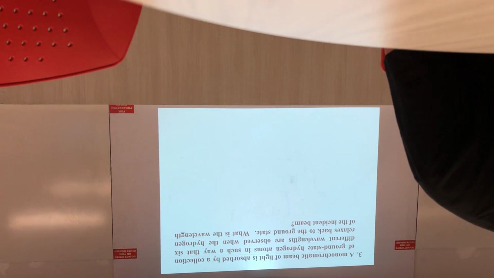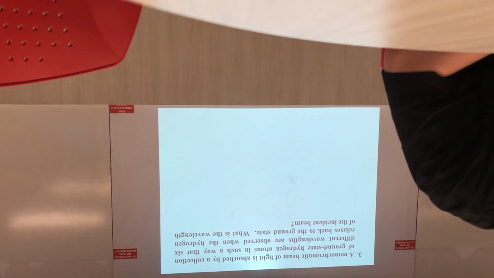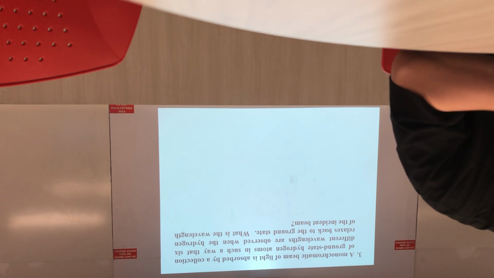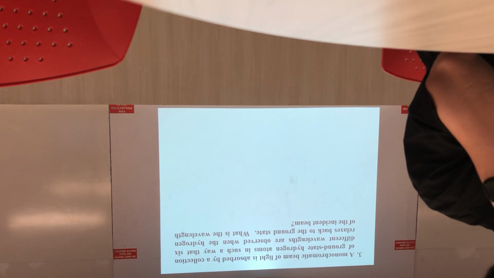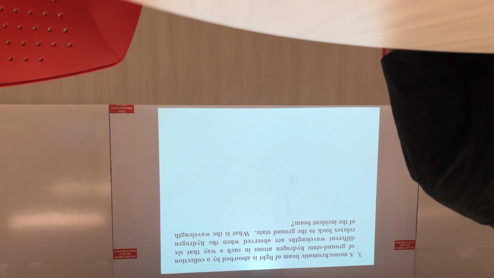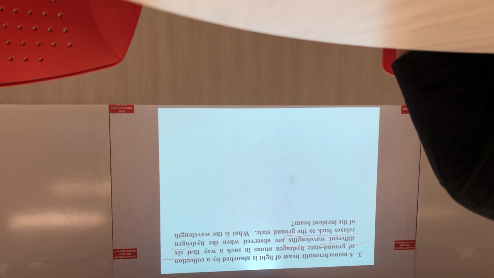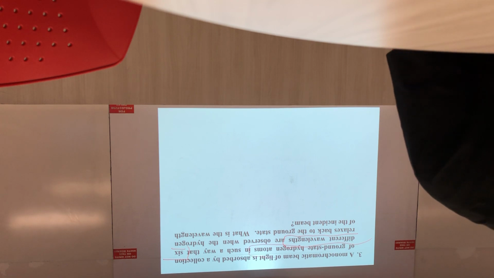Alright, question number 3. A monochromatic beam of light is absorbed by a collection of ground state hydrogen atoms in such a way that 6 different wavelengths are observed when the hydrogen relaxes back to the ground state. Then what is the wavelength of the incident light? So here it states that 6 different wavelengths are observed. So we should be able to see 6 different color lines from this hydrogen atom.